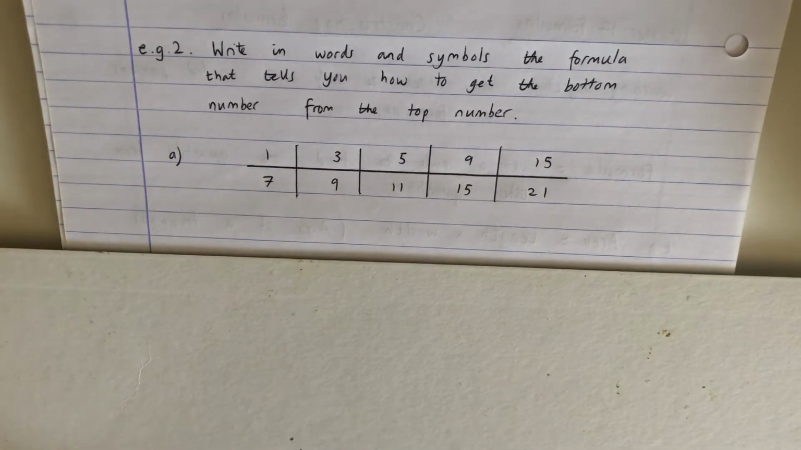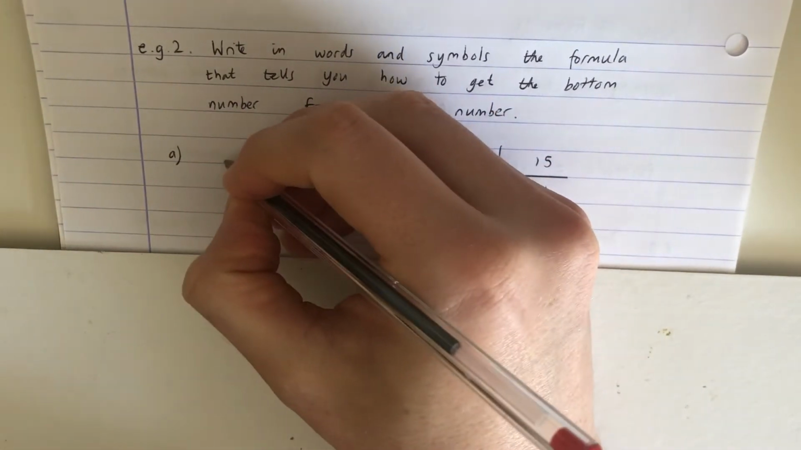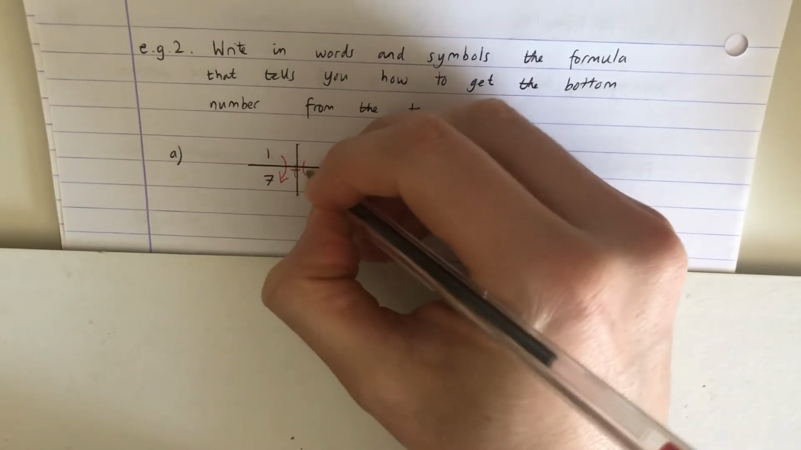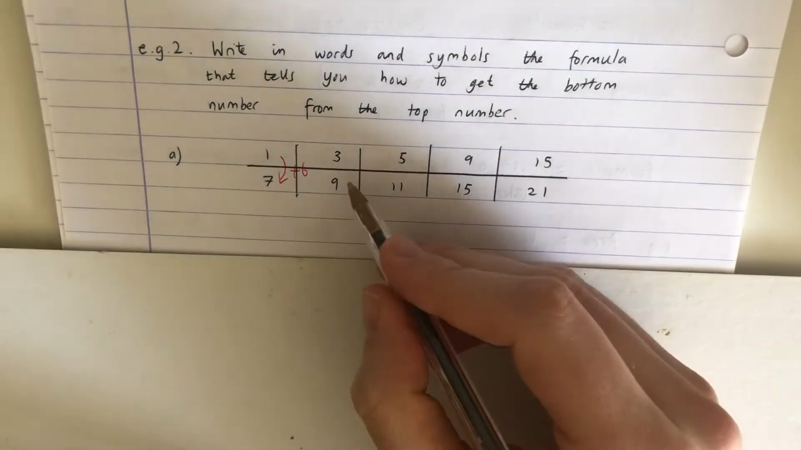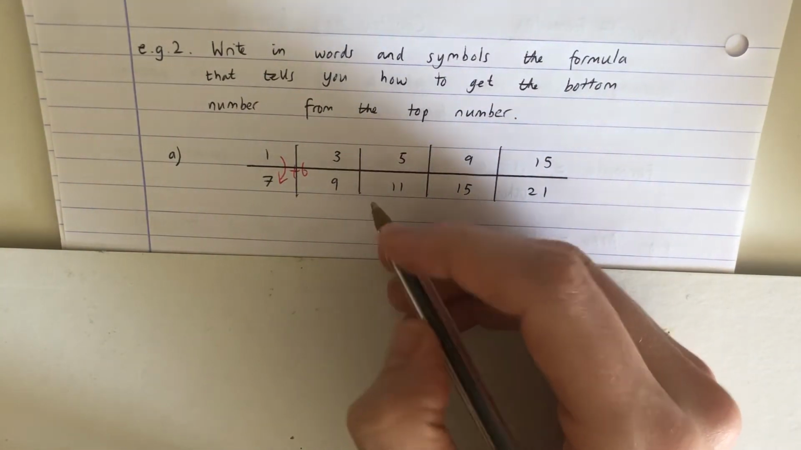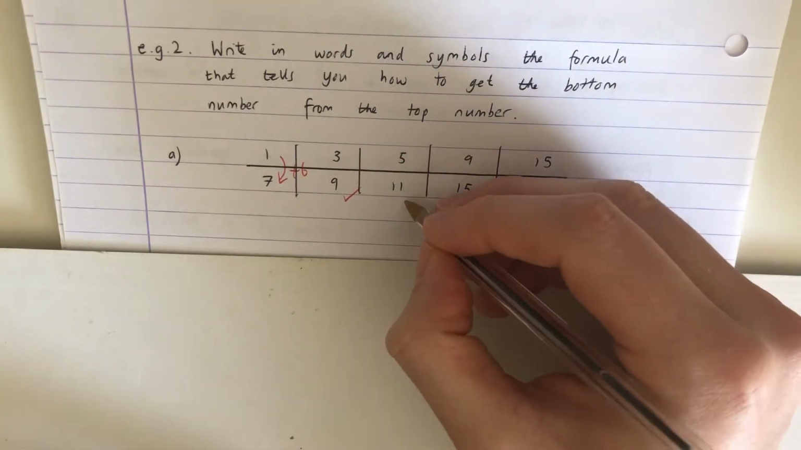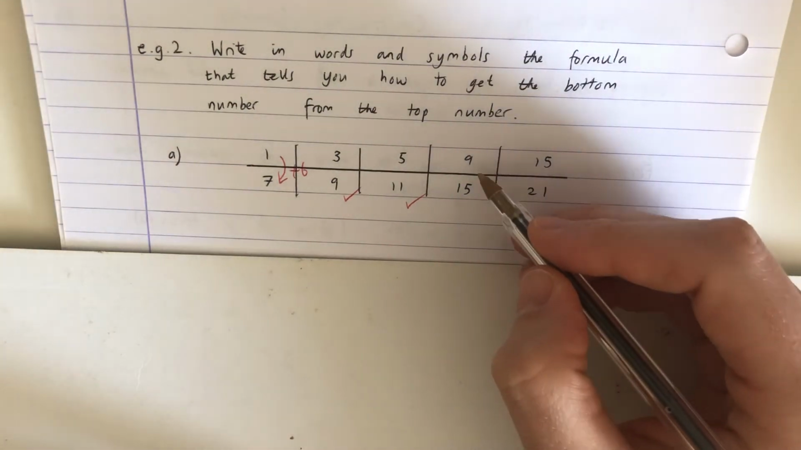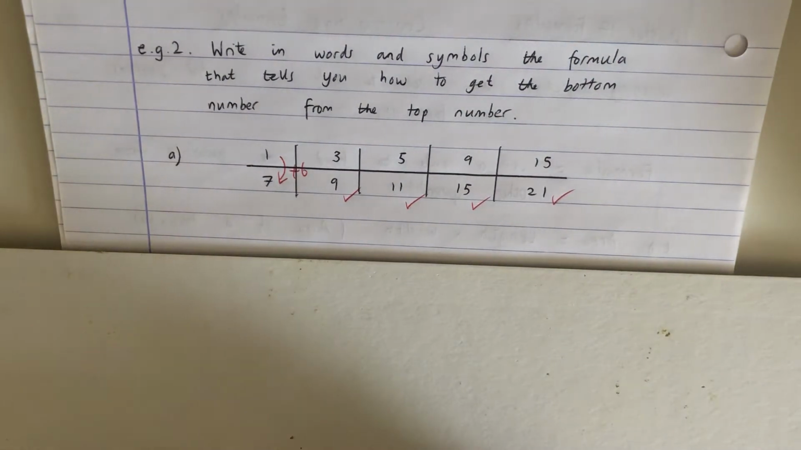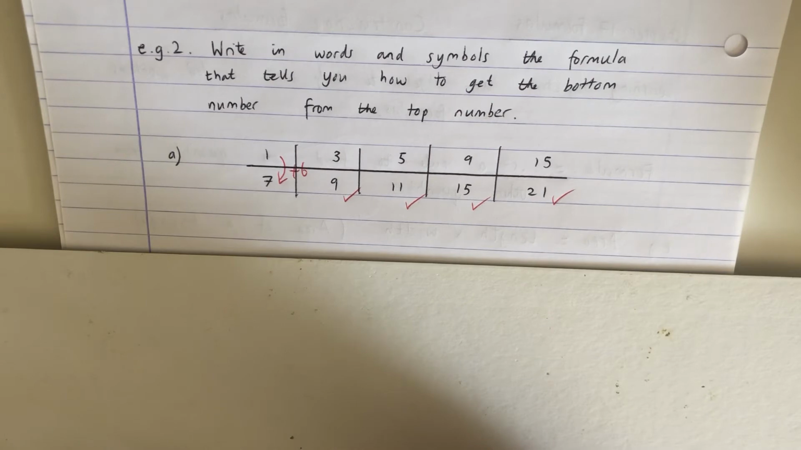Should we try the obvious operation, which would be adding? If you added 6 to that, it works. Then you just have to check to see if it works for all the other numbers. 3 plus 6 is 9, so that works. 5 plus 6 is 11, it works. 9 plus 6 is 15, it works. And 15 plus 6 is 21. So the formula does work. The inkling of adding 6 does work.